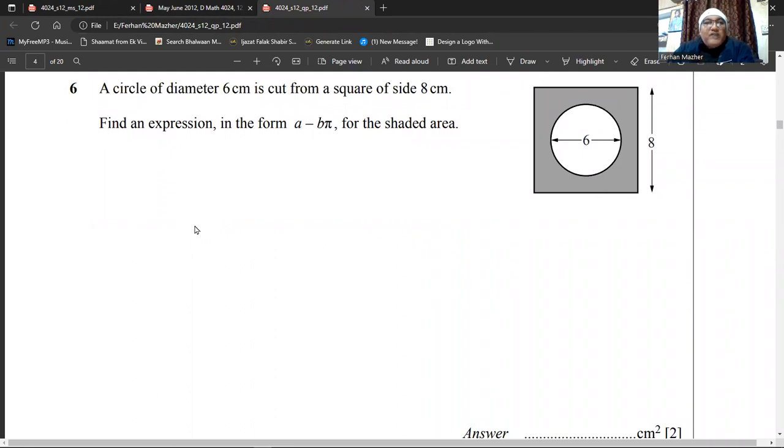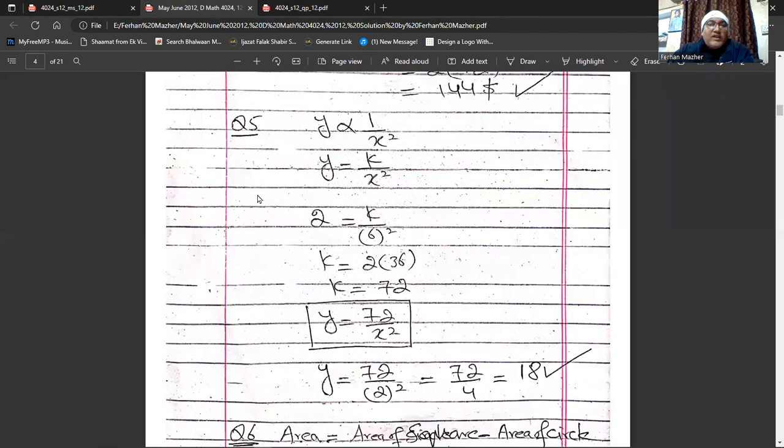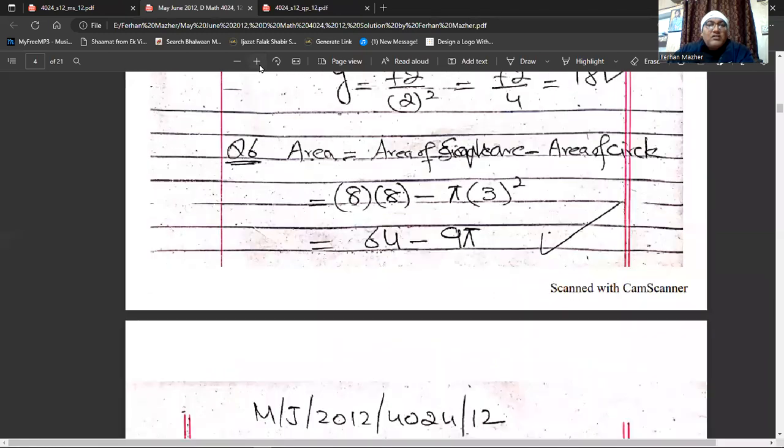Question number 6, which is of 2 marks. A circle of diameter 6 centimeter is cut from a square of side 8 centimeter. Find an expression in the form of a minus b pi for the shaded area. You see, it's very simple. You find the area of the square, and from that subtract the area of the circle. The area of the square is length multiplied by length, and the area of the circle is pi r squared. And you don't have to put the value of pi there because we want the answer in terms of pi. Very simple, straightforward question.